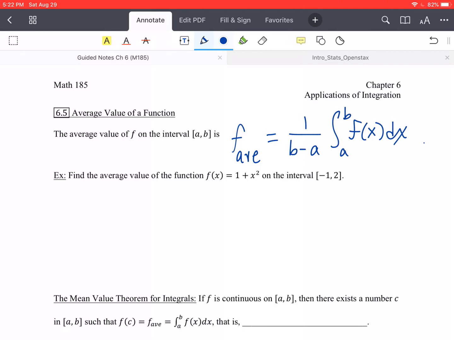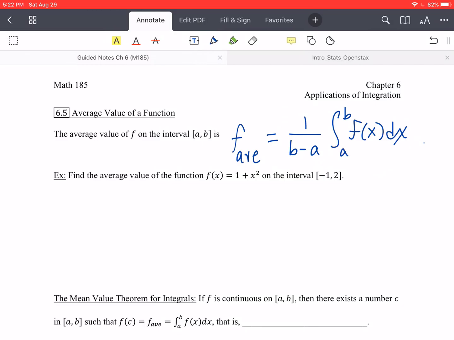Okay, and that's it. That is our formula for the average value. Basically you just find the value of the integral and then divide by b minus a. So take the difference of the bounds and then divide. Let's look at an example.